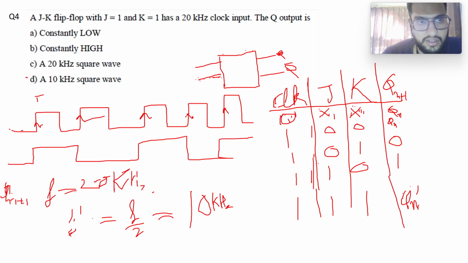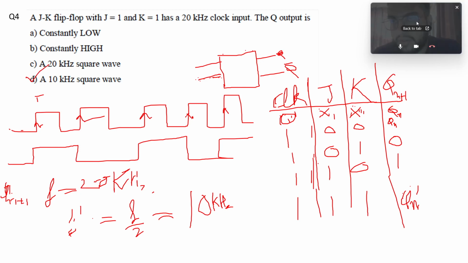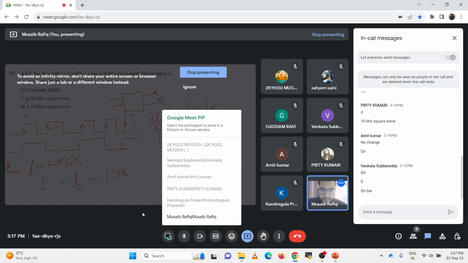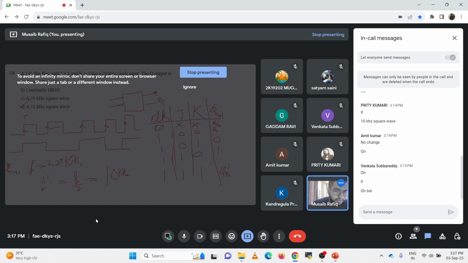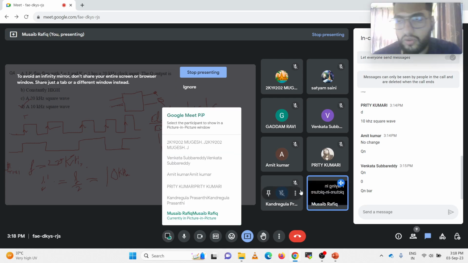So option D is your correct answer. Some of you had already written. These things are quite simple, but I just wanted to go step by step. Why are we doing this? How do we end up at this situation? And if your basics are clear, you could have directly given the answer, 10 kilohertz. That's not an issue. Now, this was question number 4 of today's live session.